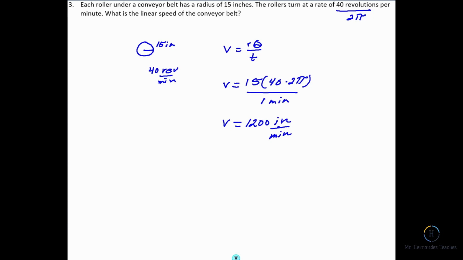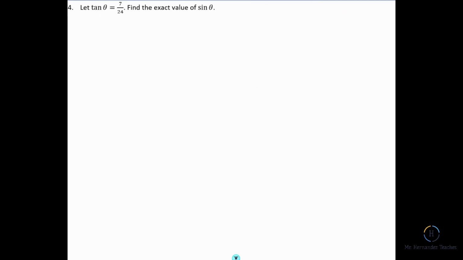All right, moving on to number 4. We see tangent theta is 7 over 24. We want to find the exact value of sine of theta. So here we're just going to sketch out some triangle. It doesn't really matter what it is. There we go.